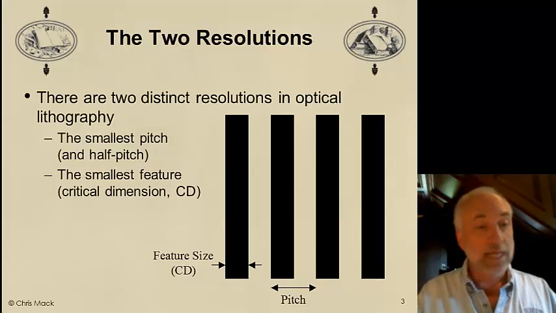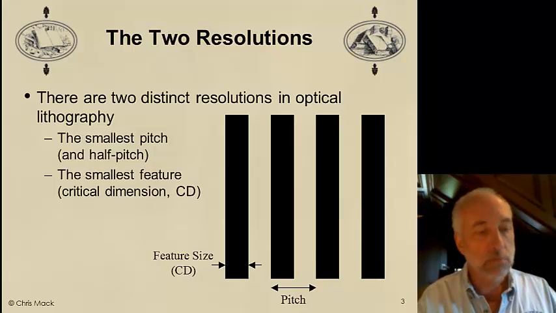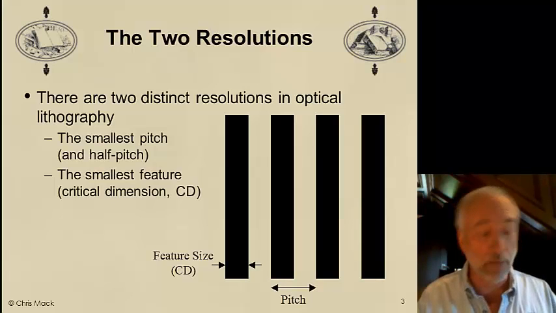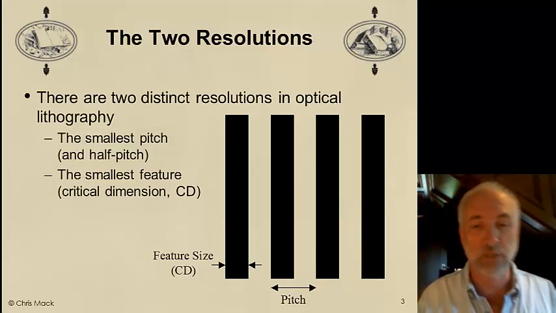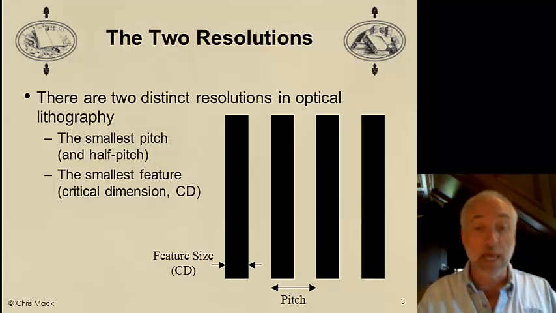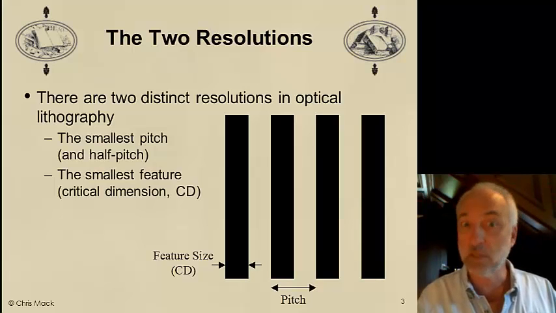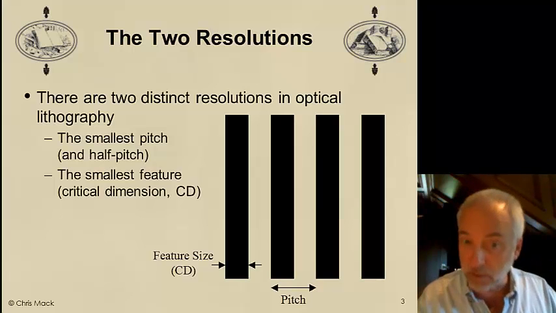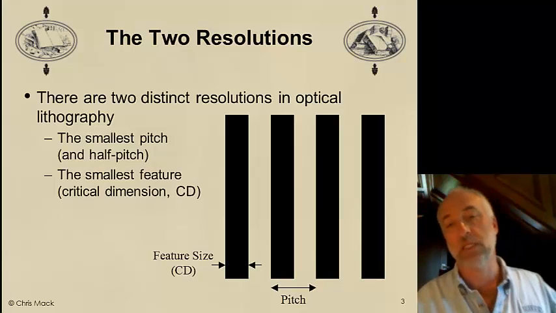But notice that in that definition we had "for a given feature type." There are different resolutions for different feature types. And the two most important resolutions we think about are the smallest feature that we can print and the smallest pitch that we can print. So the pitch is the repeating distance for repeating patterns, and for example, if I have just lines and spaces, then the pitch is simply the line width plus the space width. The feature size is, of course, just the feature size, or the critical dimension, CD. It could be the critical dimension of the line or the critical dimension of the space.